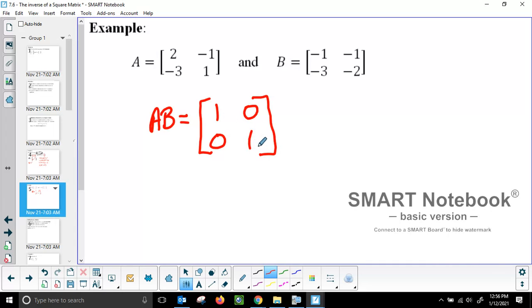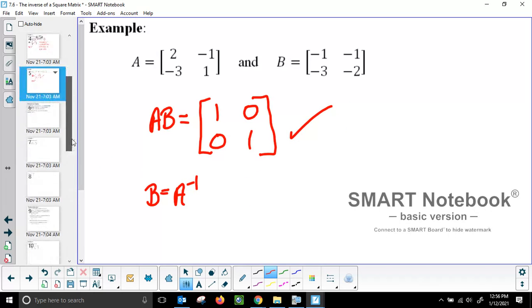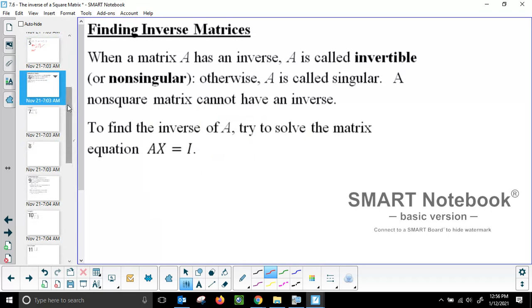So again, we got the inverse matrix. So B is equal to A inverse. And we're done. All right.